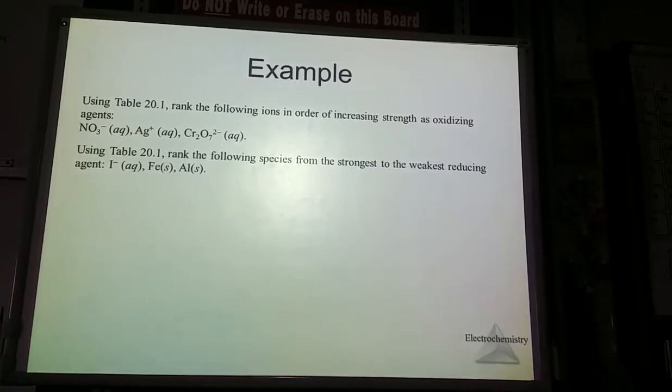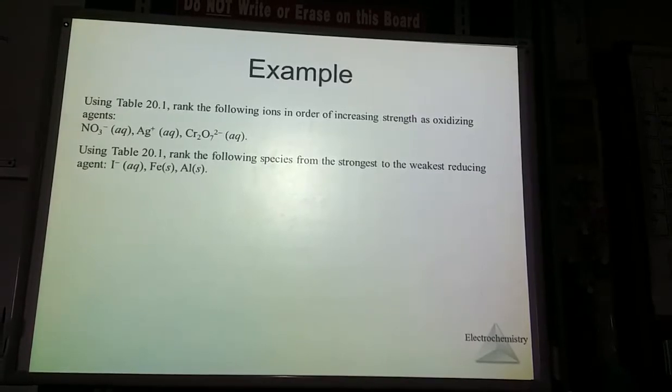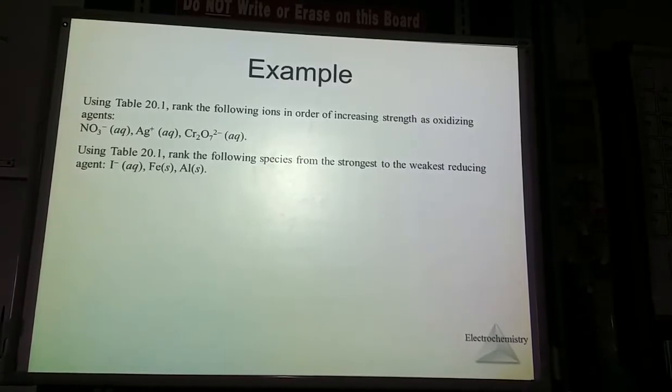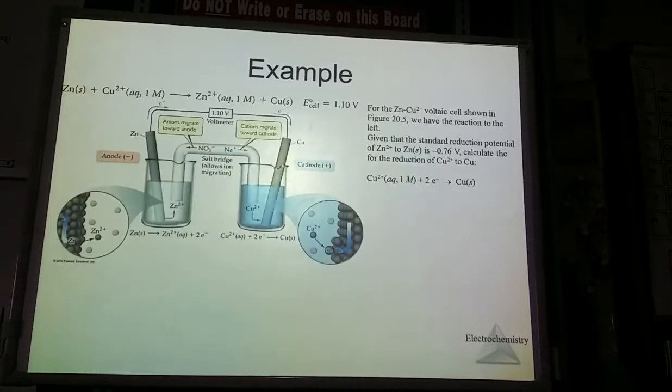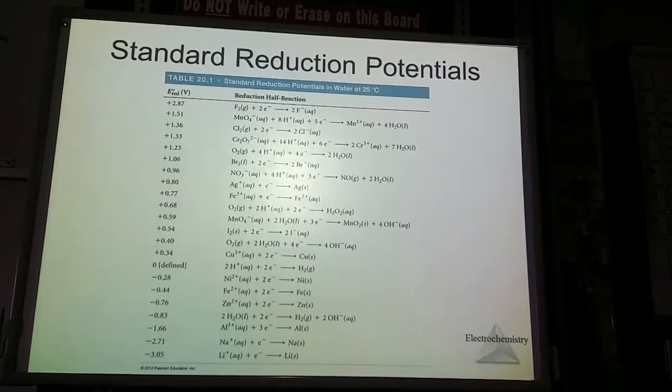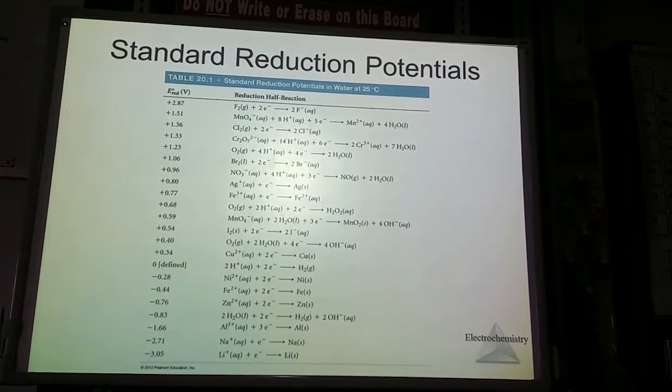Using either your table 20.1 or also using your standard reduction potential page that I gave you in class, this says rank the following ions in order of increasing strength as oxidizing agents. So I think I have this table on here. Let's go back to it. Let's see if we can't find it. Okay, let's look here. So this is your table 20.1.